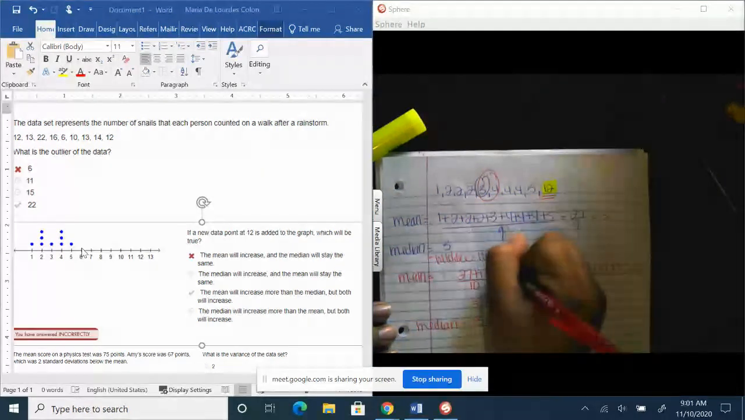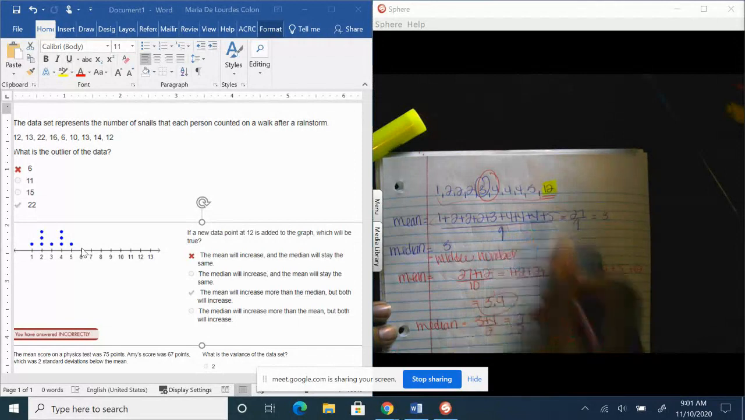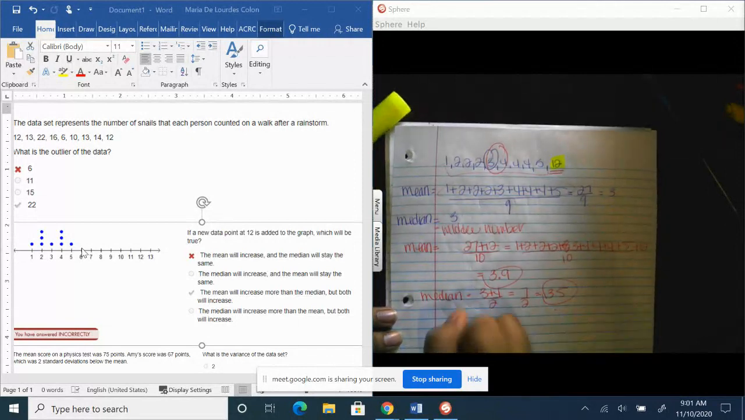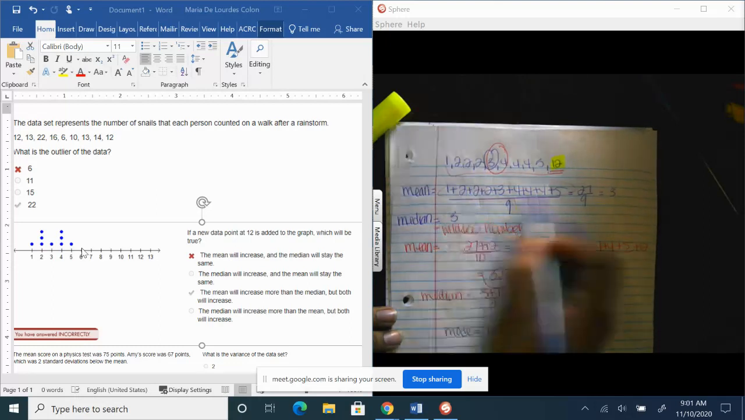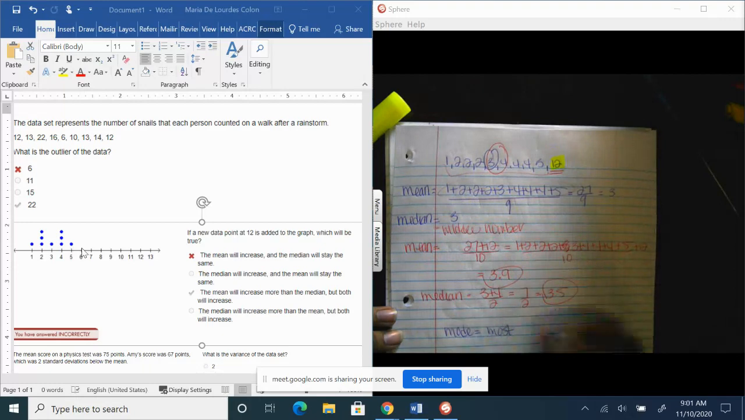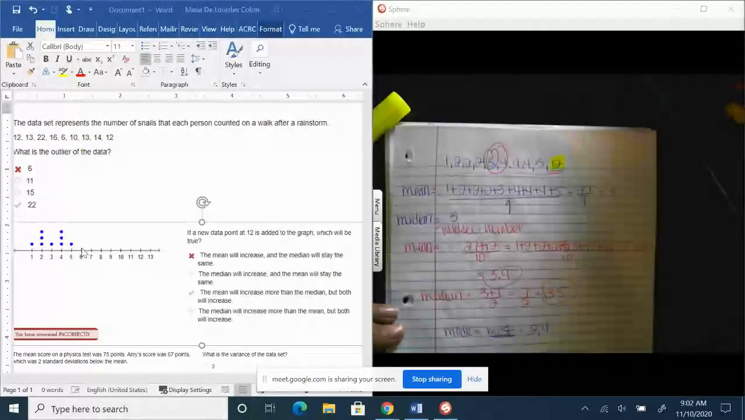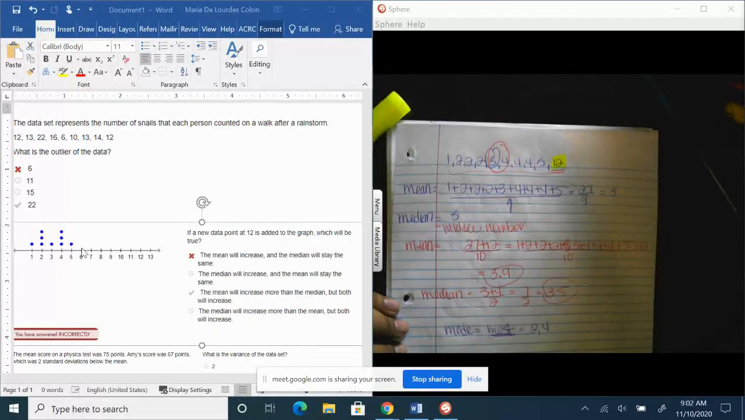If you don't have it in your notes, the third one is mode. We haven't gone over mode, but remember, mode is the most. So the value that appears the most within your data. In this case, the number 2 appears 3 times and the number 4 appears 3 times. So your mode would be 2 and 4. Mode is the one that appears the most on your list. So these are the 3 measures of center that they've gone over so far. Okay? Are there any questions there?